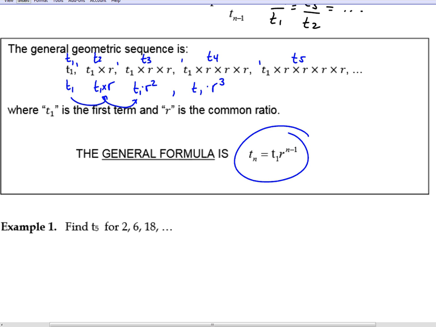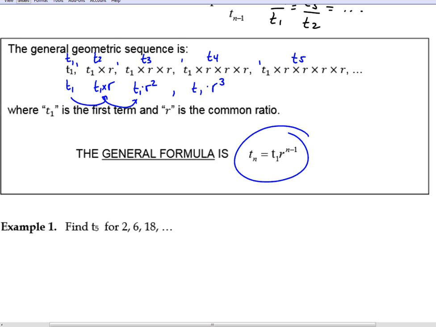Any term, we can get by taking the first term and multiplying by r, well, how many times? N minus 1 times to get there. So that's the formula. On your formula sheet. You don't have to memorize it.